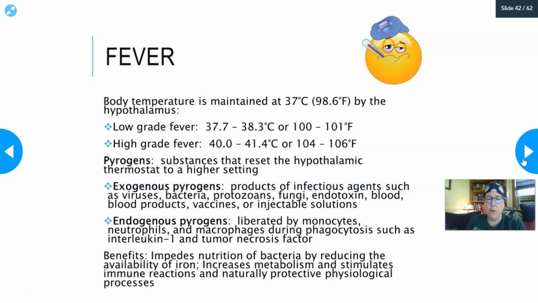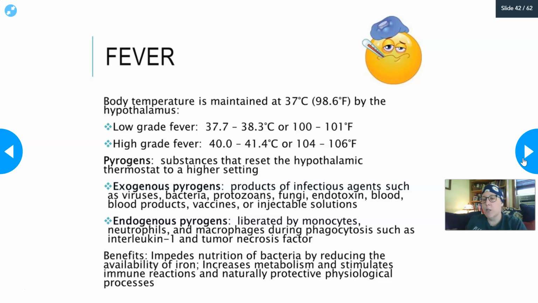The benefit of fever is that it impedes the nutrition of bacteria by reducing the availability of iron. So fever causes you to hide the iron from the bacteria. The bacteria need the iron to grow. It also increases metabolism. It stimulates immune reactions so that your immune system works faster. And it is a naturally protective physiological process.